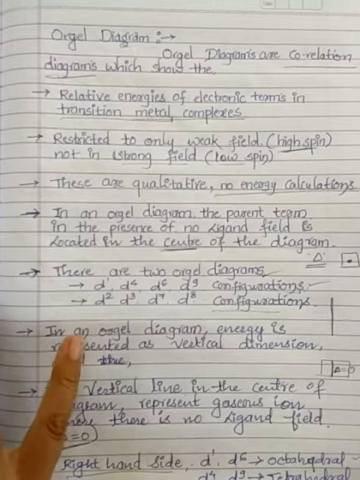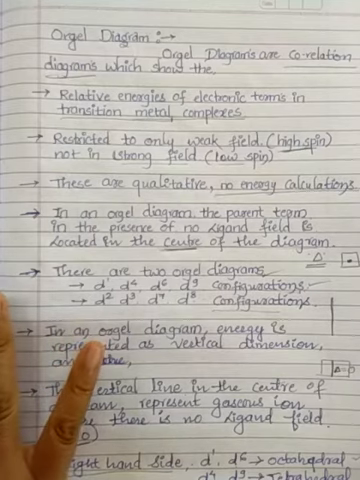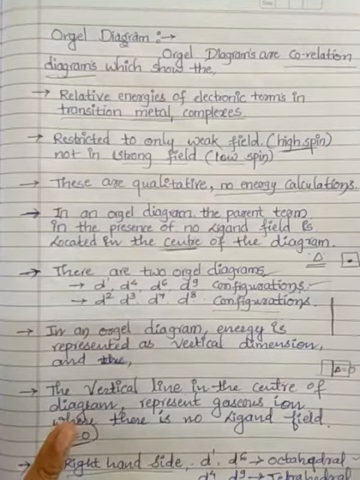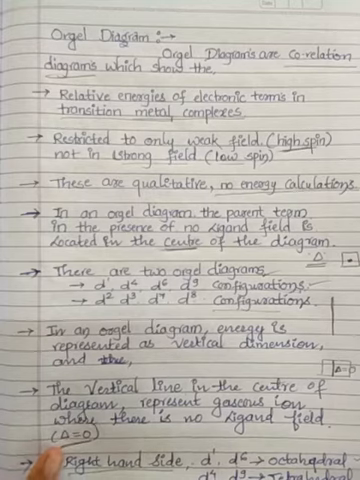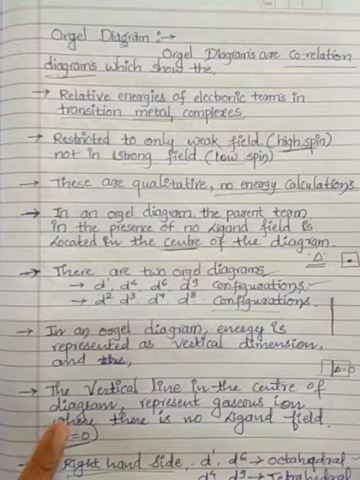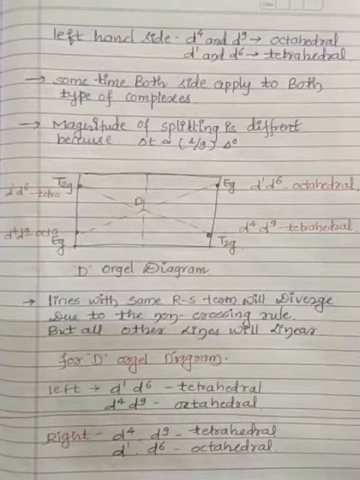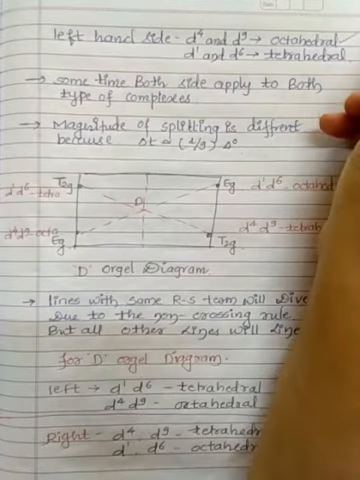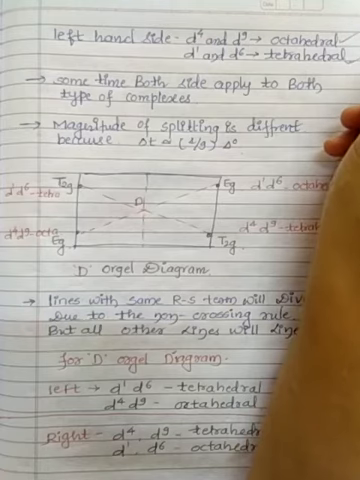Here you have to note that the right hand side of the diagram applies for D1, D6 ions in an octahedral field, or D4, D9 ions in a tetrahedral field. This is about the Orgel diagram. Next, we saw the right hand side. Then what about the left hand side? D4, D9 is for octahedral, and D1, D6 is for tetrahedral.